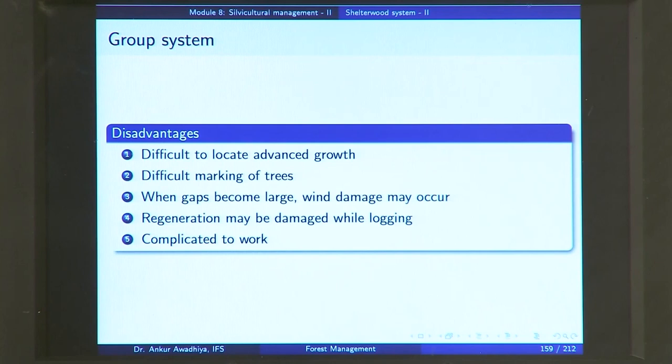So, in this lecture we looked at the intricacies of the shelterwood system. We looked at what the periodic blocks are, what a rotation period is, what a regeneration period is, and how we get to the number of periodic blocks. The number of periodic blocks is the rotation age divided by the regeneration age. Regeneration age is the time that your forest takes to become regenerated, to become established with the next generation.